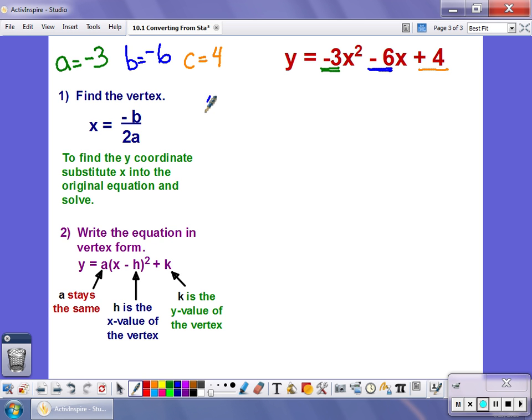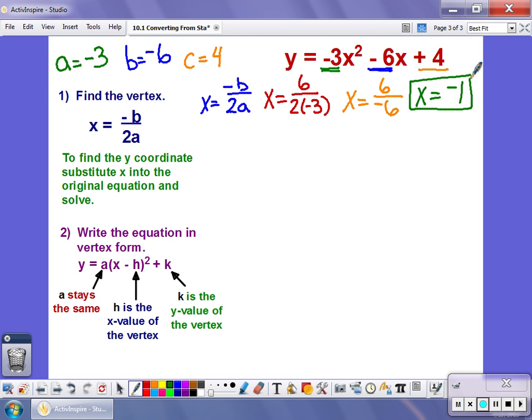So we'll start off with x equals negative b over 2a, which when I plug in, x equals negative b, which is negative 6. So negative negative 6 is really a positive 6 over 2 times negative 3. That's my a value. If I simplify a little bit, I get x equals 6 over negative 6, which simplifies all the way down to x equals negative 1. Now that's the x value of my vertex.